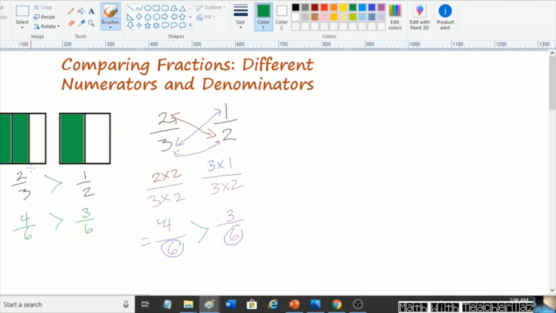And we shouldn't need to prove it, that should convince you, but if you would like, you could just imagine you cut this into halves and you cut this into thirds. Okay, so you would have to cut this into sixths, and you could see that 2/3 would be the same as 4/6, and 1/2 would be the same as 3/6. So 2/3 would be greater.